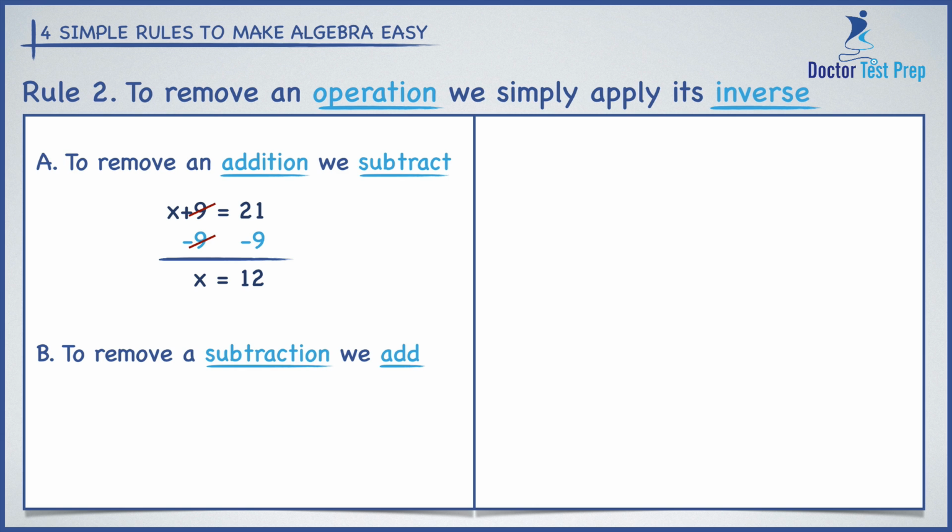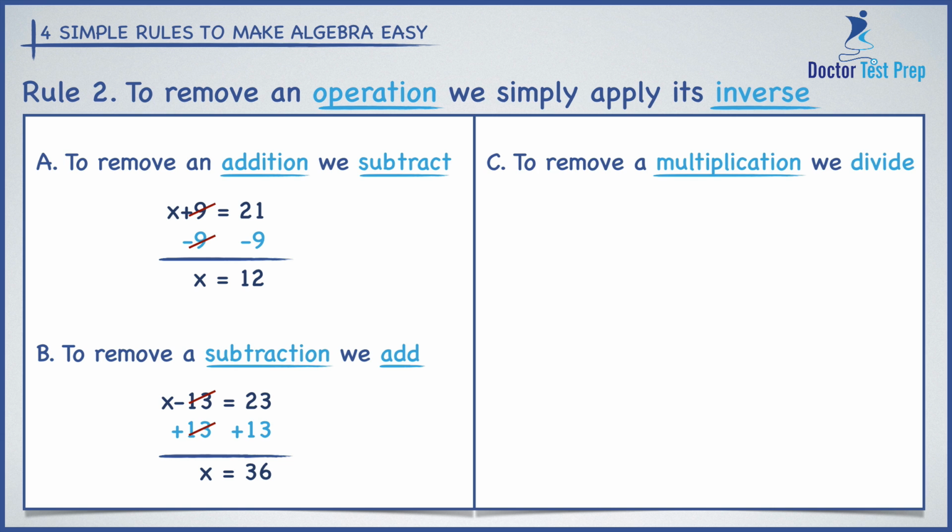So if we have a look at an example there, we have x minus 13 is equal to 23. I want to get rid of that subtract 13, so I'm going to add 13 to both sides. Those 13s now cancel, leaving me with x is equal to 36. So to remove a subtraction, we simply add to both sides of the equation.